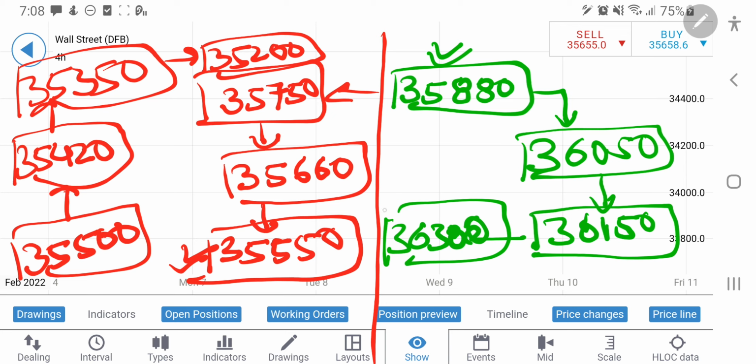I think this level at 35,550 should provide a very strong support for any further drop. If it breaks, I think it should land towards 35,400 levels or so. So take your positions accordingly. This is all from my side.